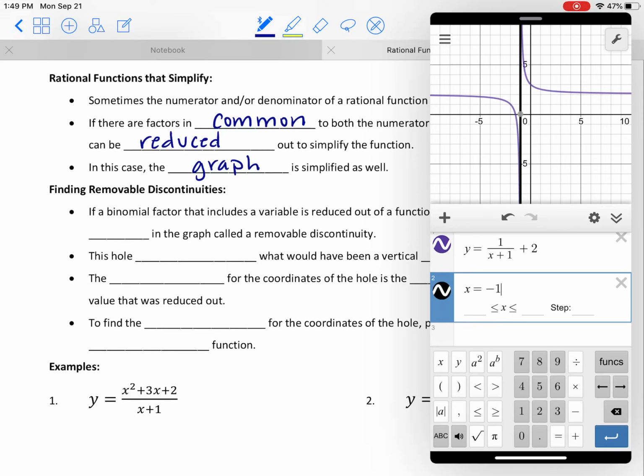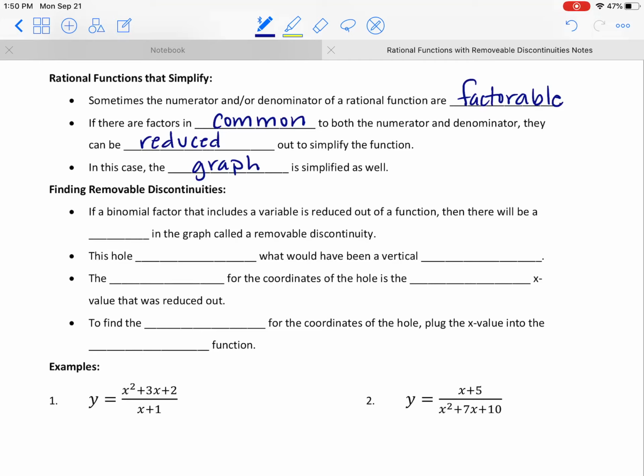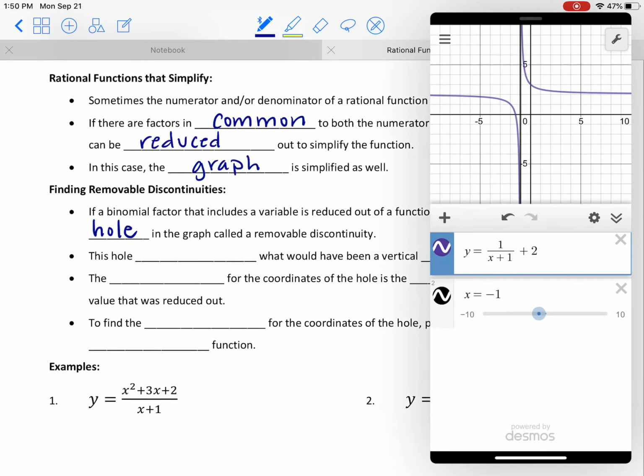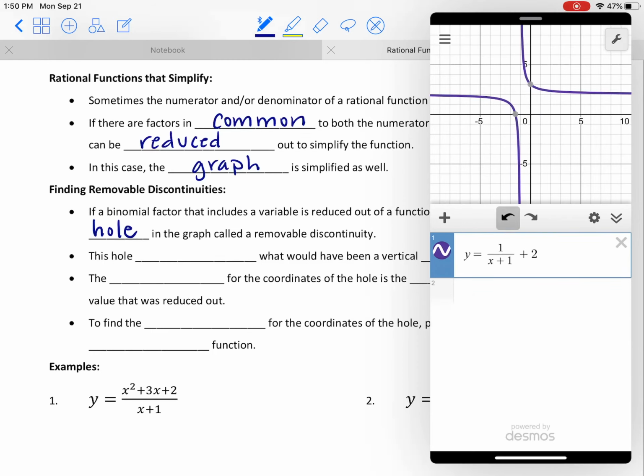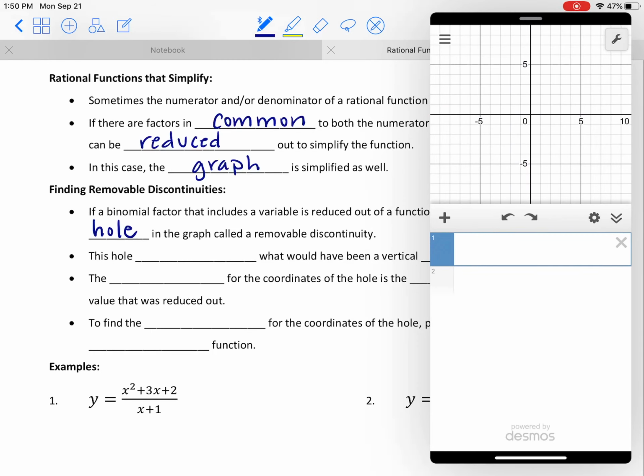Now, in these functions that simplify, we get rid of a discontinuity and we create a linear graph that is continuous. Okay? So if a binomial factor that includes a variable, so like if a set of x plus 1s reduce out, then there's going to be, instead of a vertical asymptote in the graph, a hole in the graph. So let me go back again, put in this other one that we had. Was this guy. Okay, so this is the one, right? We graphed number 1. I'm showing it to you in Desmos right now.